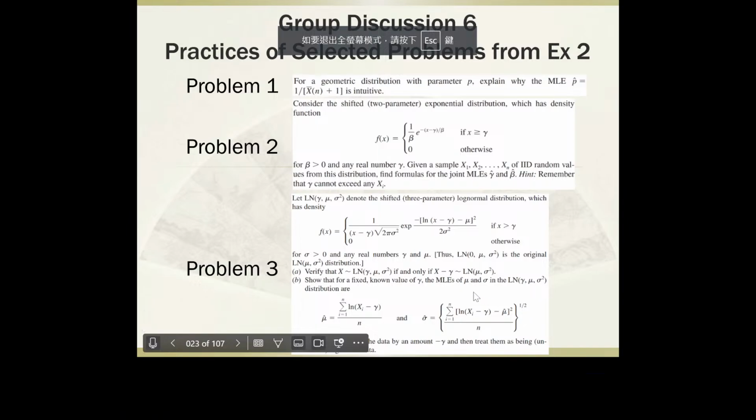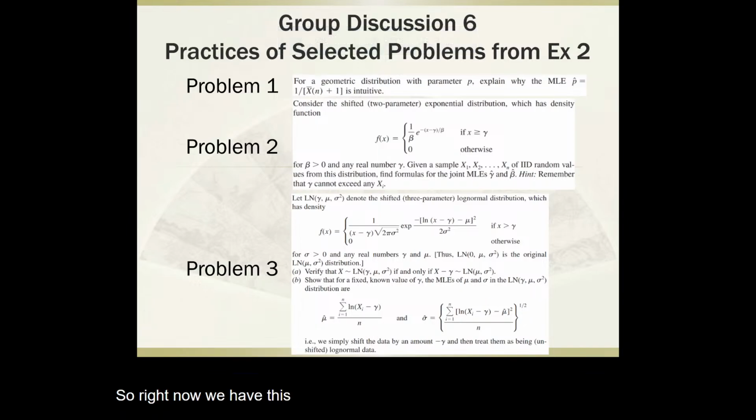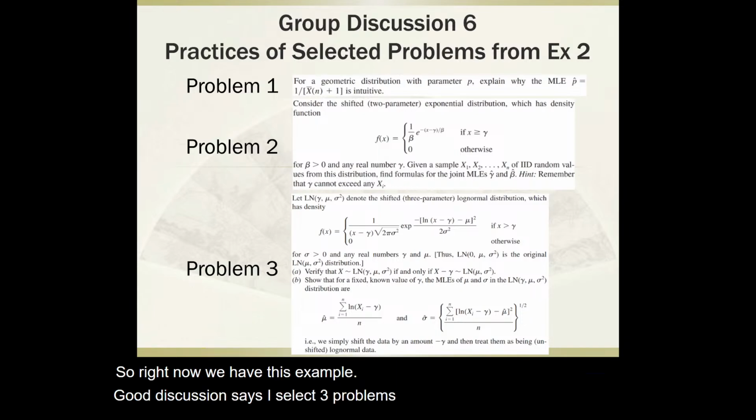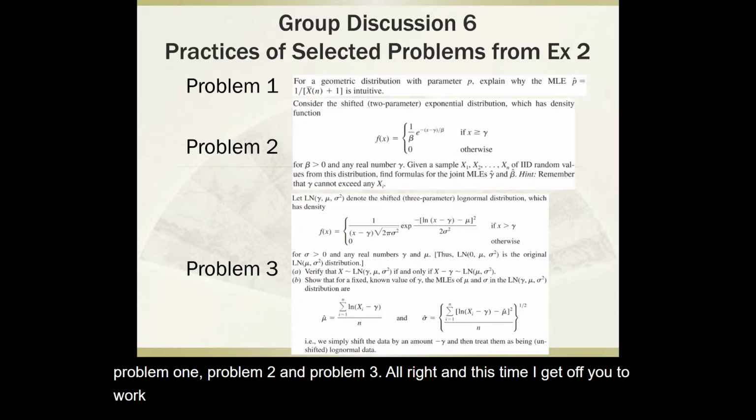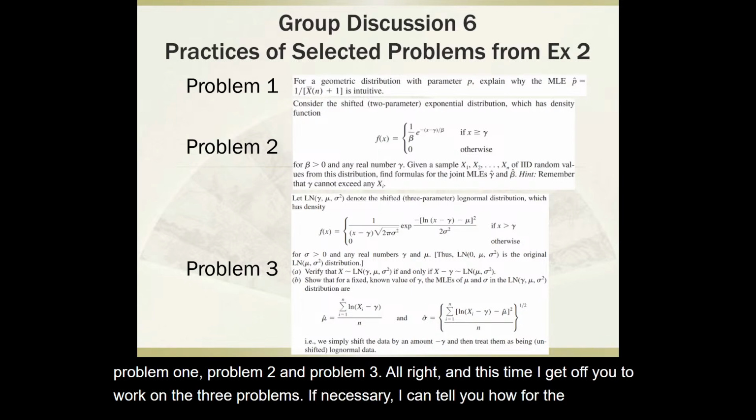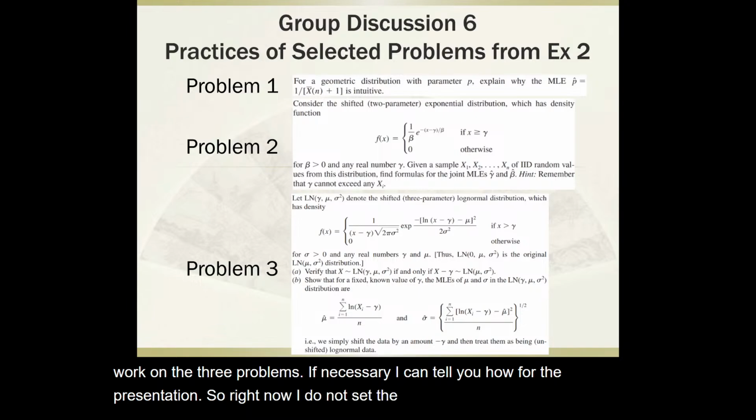So right now we have this example. Group discussion 6. I select 3 problems from self-exercise number 2: problem 1, problem 2, and problem 3. This time I let all of you work on the 3 problems. If necessary, I can directly help with the presentation. Right now, I do not set the presenter. I just ask you to practice all the problems.